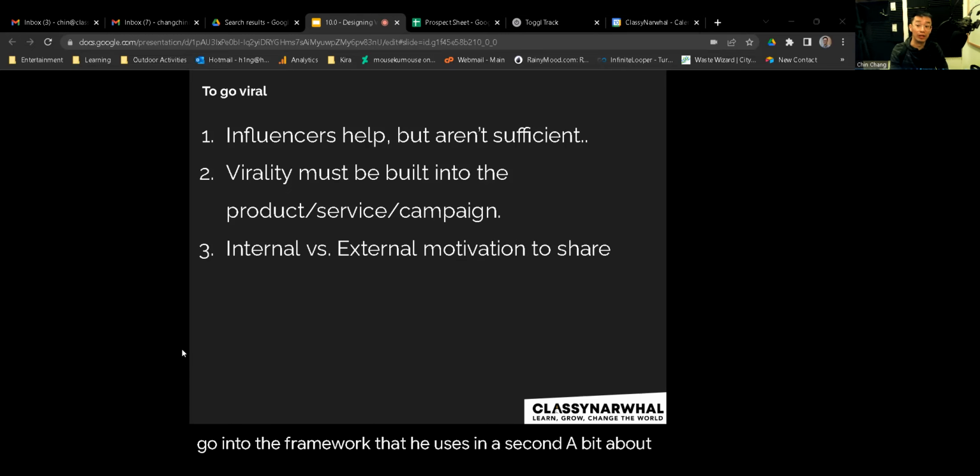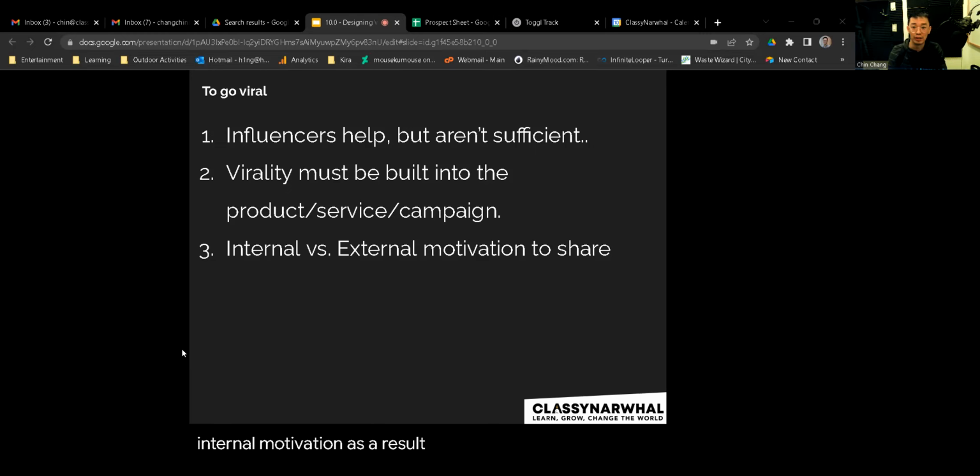Lastly, he talks a bit about internal versus external motivation to share. To summarize what that means: generally, most people have an internal desire to share about something. That's internally driven motivation. And then you have external motivation factors like giving people credits or paying them in order to incentivize sharing. What he finds in his studies is that when you provide external motivation, it tends to decrease internal motivation as a result.